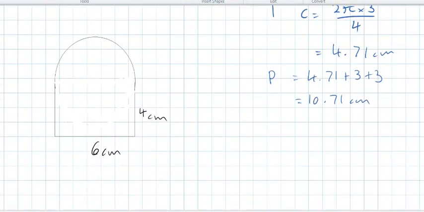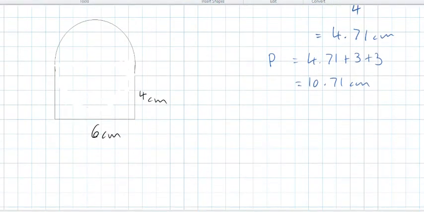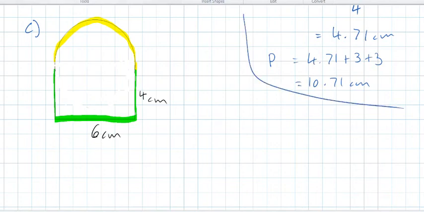Alright, last example here, and I apologize for my drawing. It wasn't easy to draw that. Now this is made of, once again, a curved edge, and then 3 straight edges. Alright. Let's start with the curved edge first.